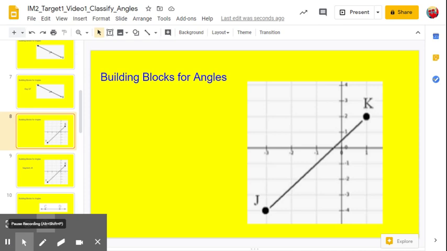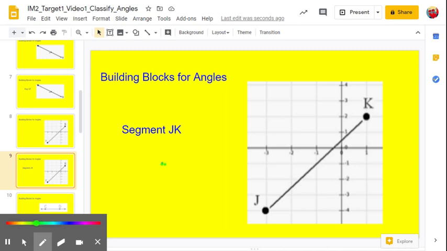What do we call this? So this is a line segment. You can see the points K and J are the endpoints of the segment. So that's going to be segment JK. You could call it segment KJ as well, but it would just look like this with the hat, like that. So segment JK.